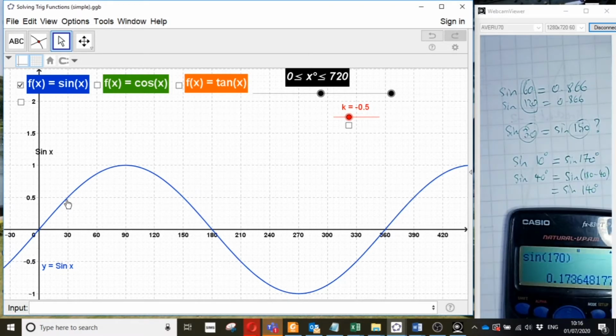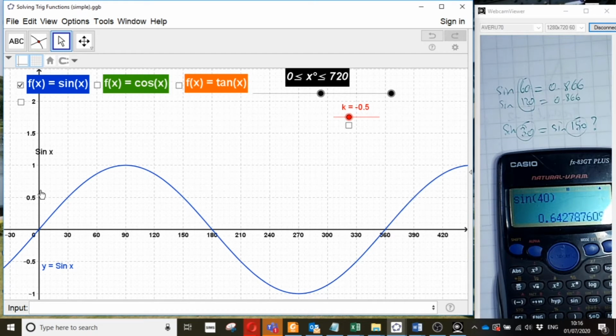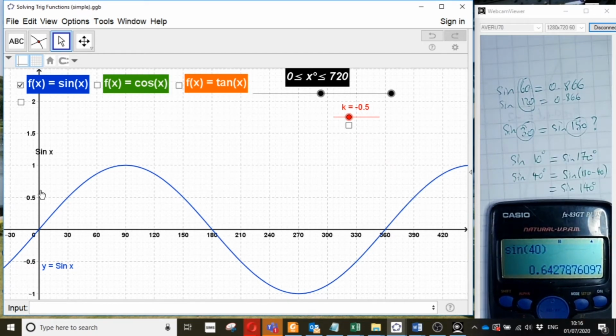Let's see if those two things are the same. Sine of 40 is this number. Does that correspond with the graph? Looking at the graph, 40 is about here. Go up to the graph, it's slightly above 0.5. This is slightly above 0.5 on the calculator here, so it's good. So there's sine of 40. Is that the same as sine of 140?